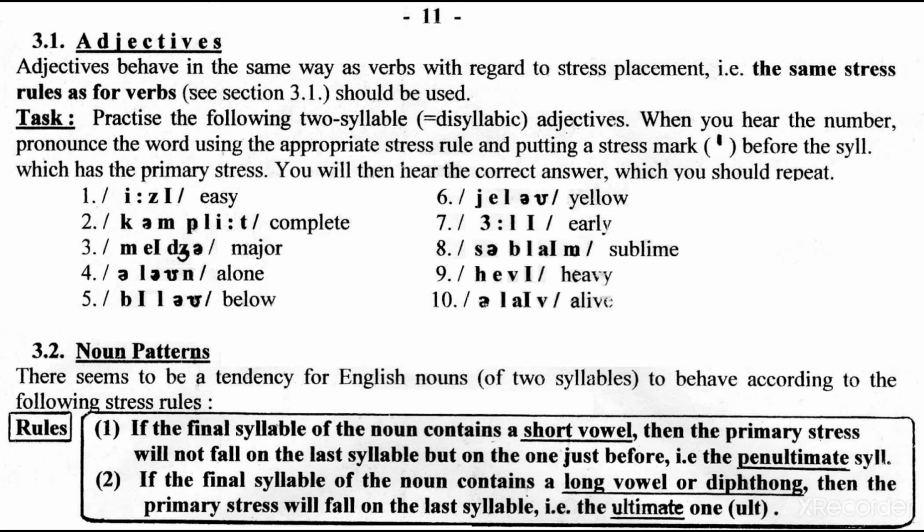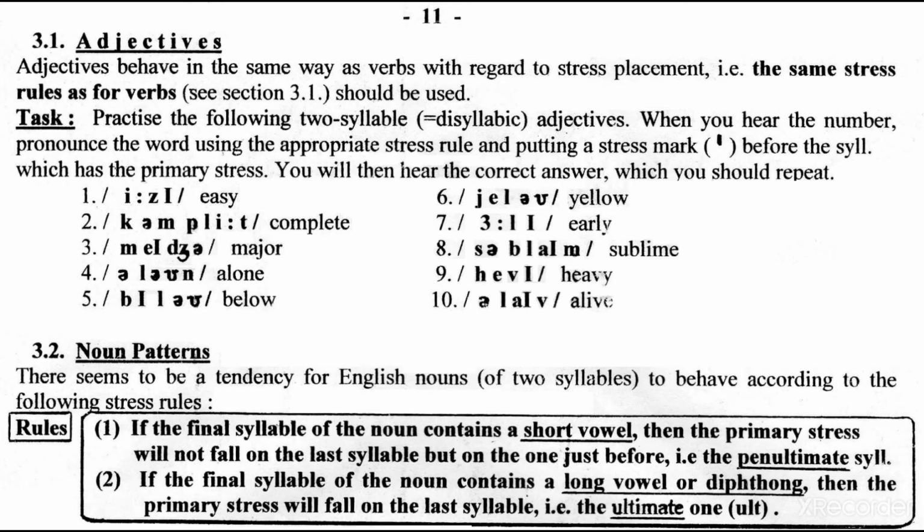The last adjective is the adjective alive, alive. So here the stress is on the ult because we have applied rule 1A, diphthong plus one consonant. The diphthong is the diphthong I plus the consonant V. So here it's on the ult.